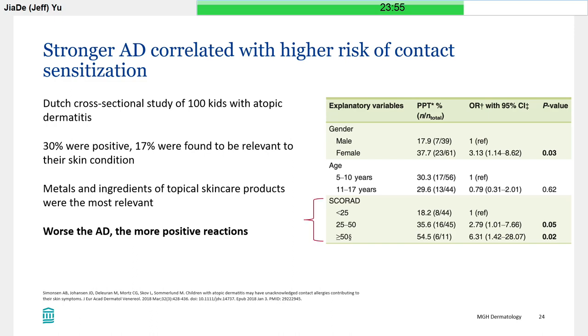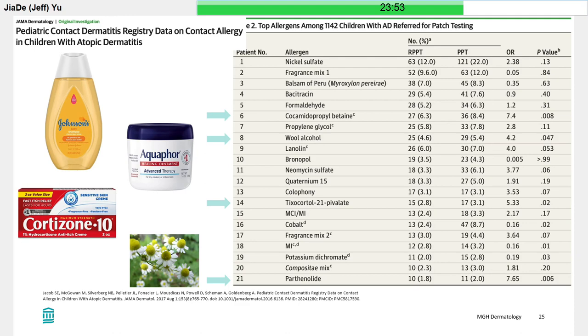In one of the best studies done on atopic dermatitis and kids with allergic contact dermatitis, by Dr. Sharon Jacob out in California, she looked at kids in a registry who had atopic dermatitis and patch tested all of them, and they looked at different contact sensitizers across the board and saw that certain contact sensitizers were more common in kids with AD. Cocamidyl propylbetaine at number 6, for example, is a very common surfactant that is used in a lot of different types of shampoos and conditioners. Wool alcohol, also known as lanolin, is found in a lot of different types of emollients, such as Aquaphor.